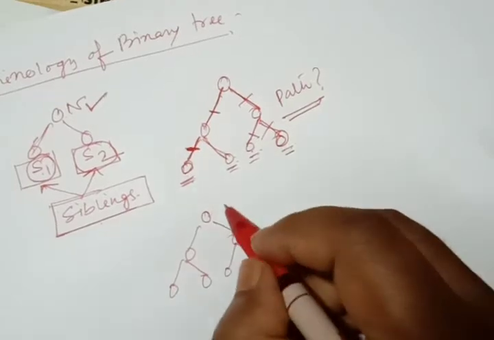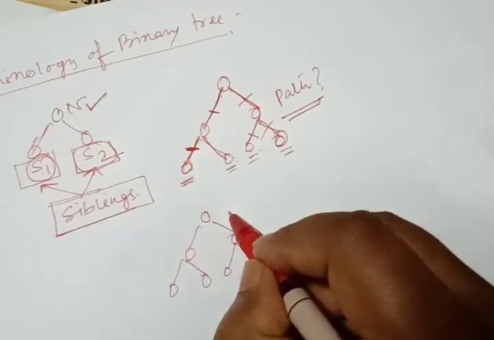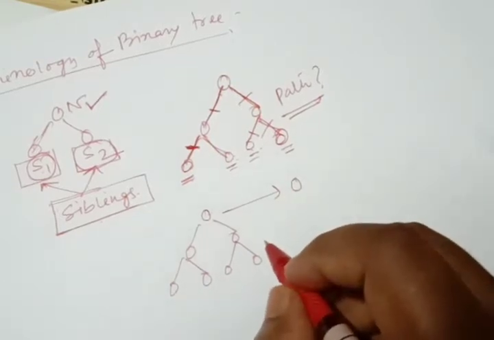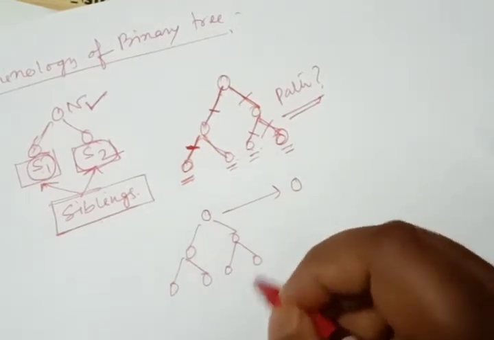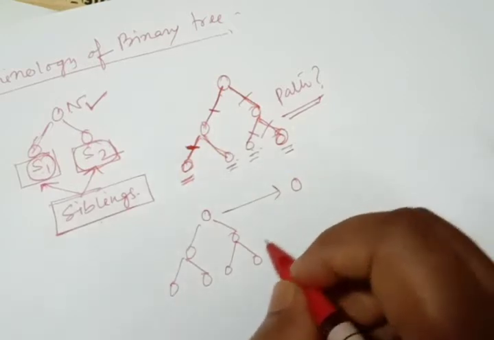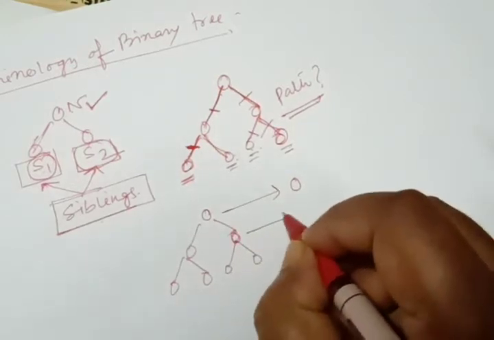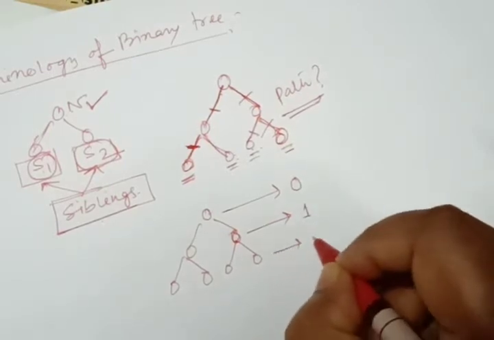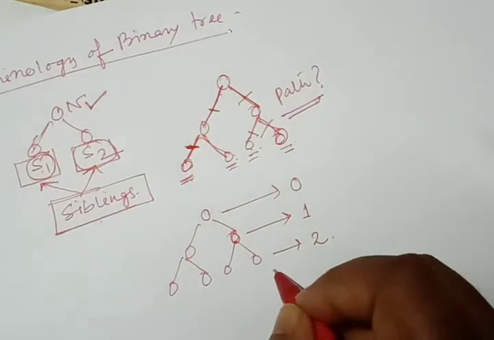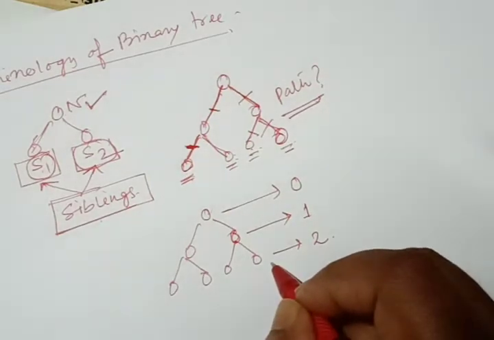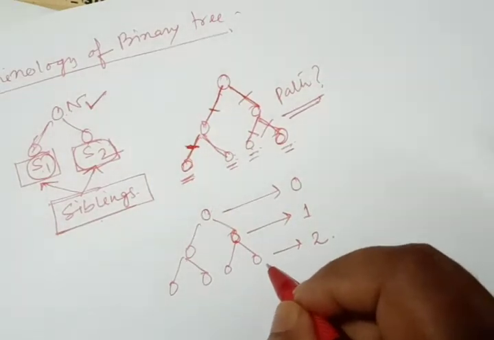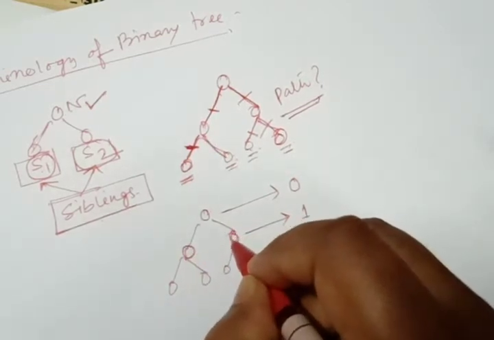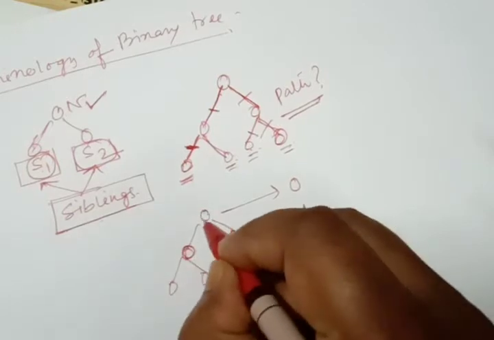The root of the tree is assigned a label number 0, and every other node is assigned a label number which is one more than the label number of its parent. Suppose here you see, the label number of these two nodes is 1, and the label number of these 4 nodes is 2. So every other node is assigned a label number which is one more than the label number of its parent.